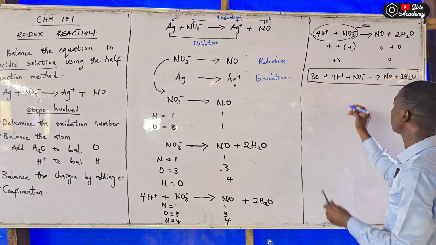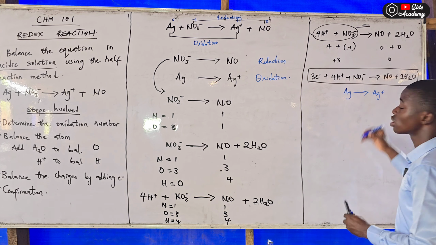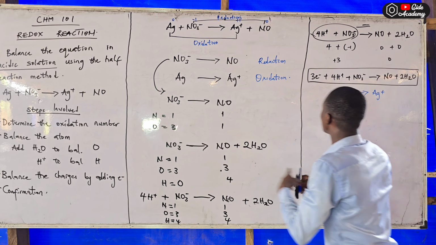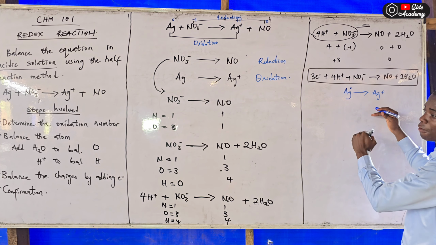So for oxidation, we have Ag to give us Ag+. The first thing that comes to our mind is, let's determine the oxidation number. Oxidation number here is 0, here is what? Is 1. And this is a half reaction.